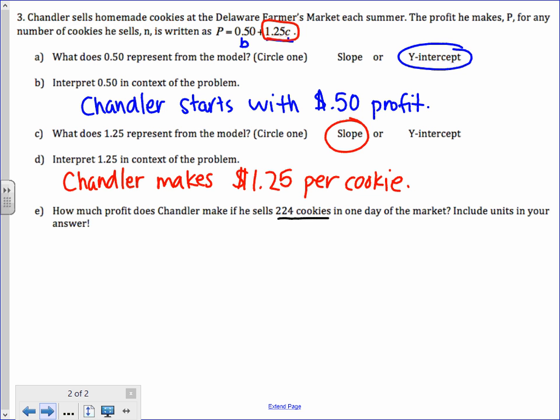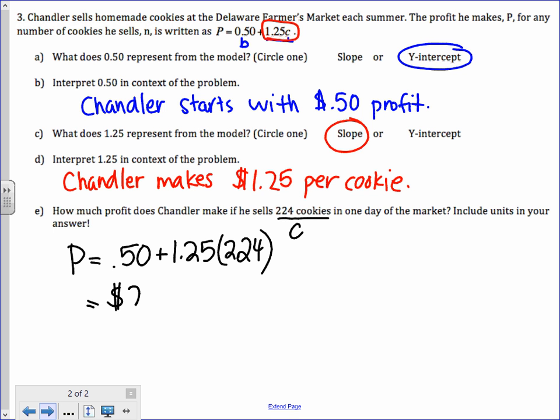Now the last question, how much profit does Chandler make if he sells 224 cookies? So 224 cookies is going to go into the equation for C, and I want to find his profit. So we'll have profit equals 0.5 plus 1.25 times 224. When I put that in my calculator, it turns out that Chandler is going to make $280.50. That's his profit for selling 224 cookies.